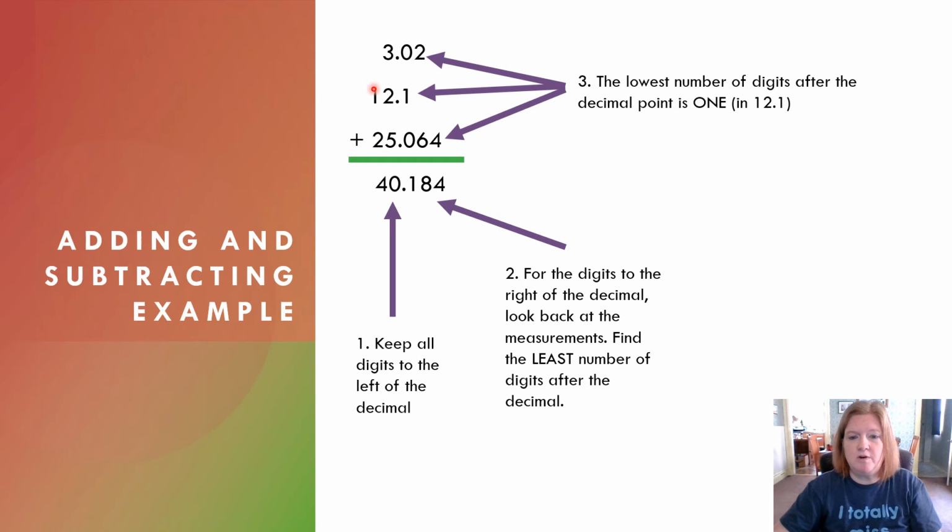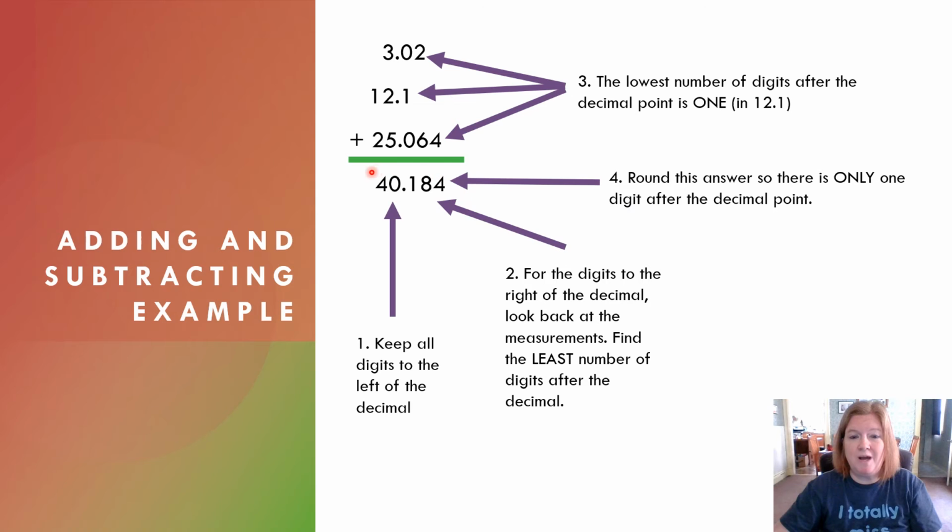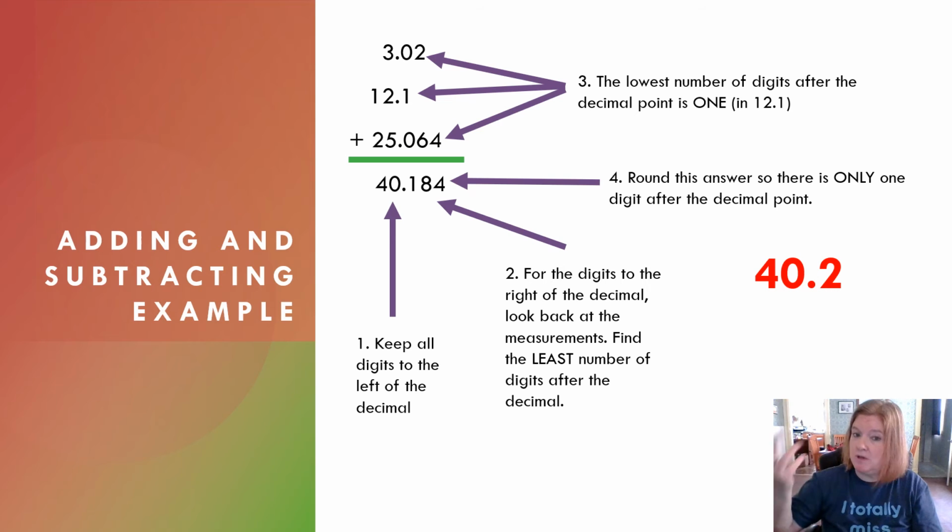That's from here, the 12.1. So I have to round this answer, so there's only 1 digit after the decimal point. So that means I want this, but I look here, that 8, that tells me to round up, right? So it's going to be 40.2.